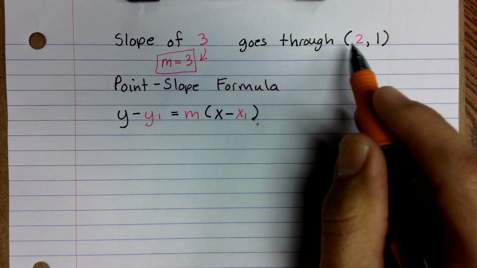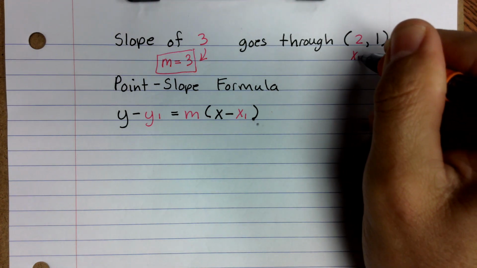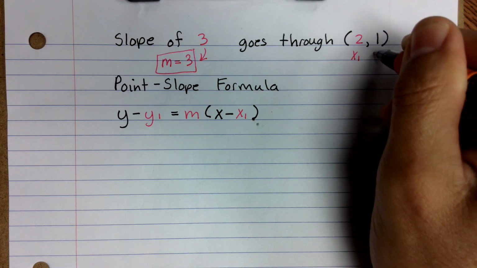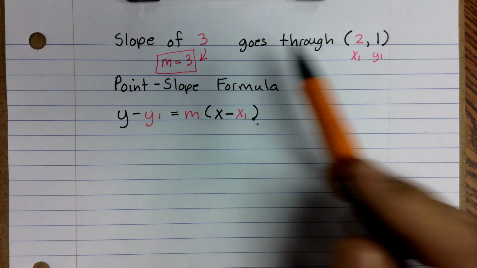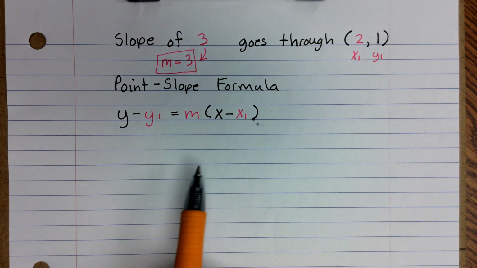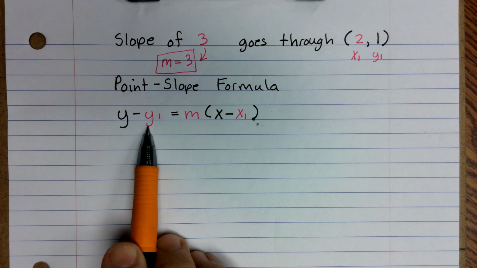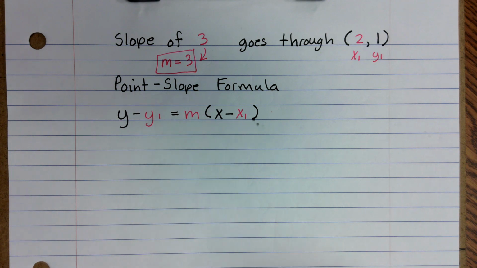And then when it says it goes through a point and they're giving us an x and y value, I just label the x value x1 and I label the y value y1, because we're going to be substituting the slope and our x value and our y value into this point slope formula. So we're going to use our y value here, our x value here, and then m. So let's go ahead and do that.